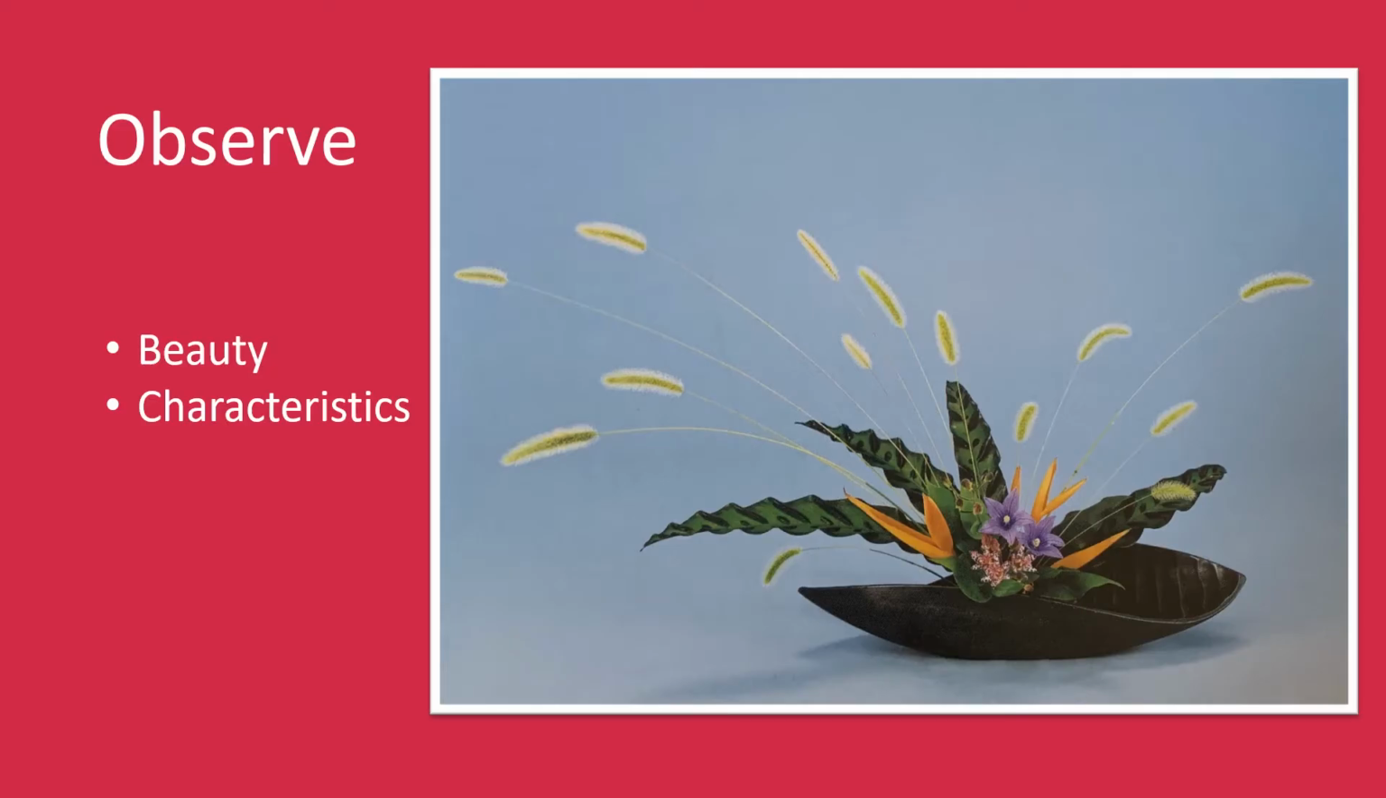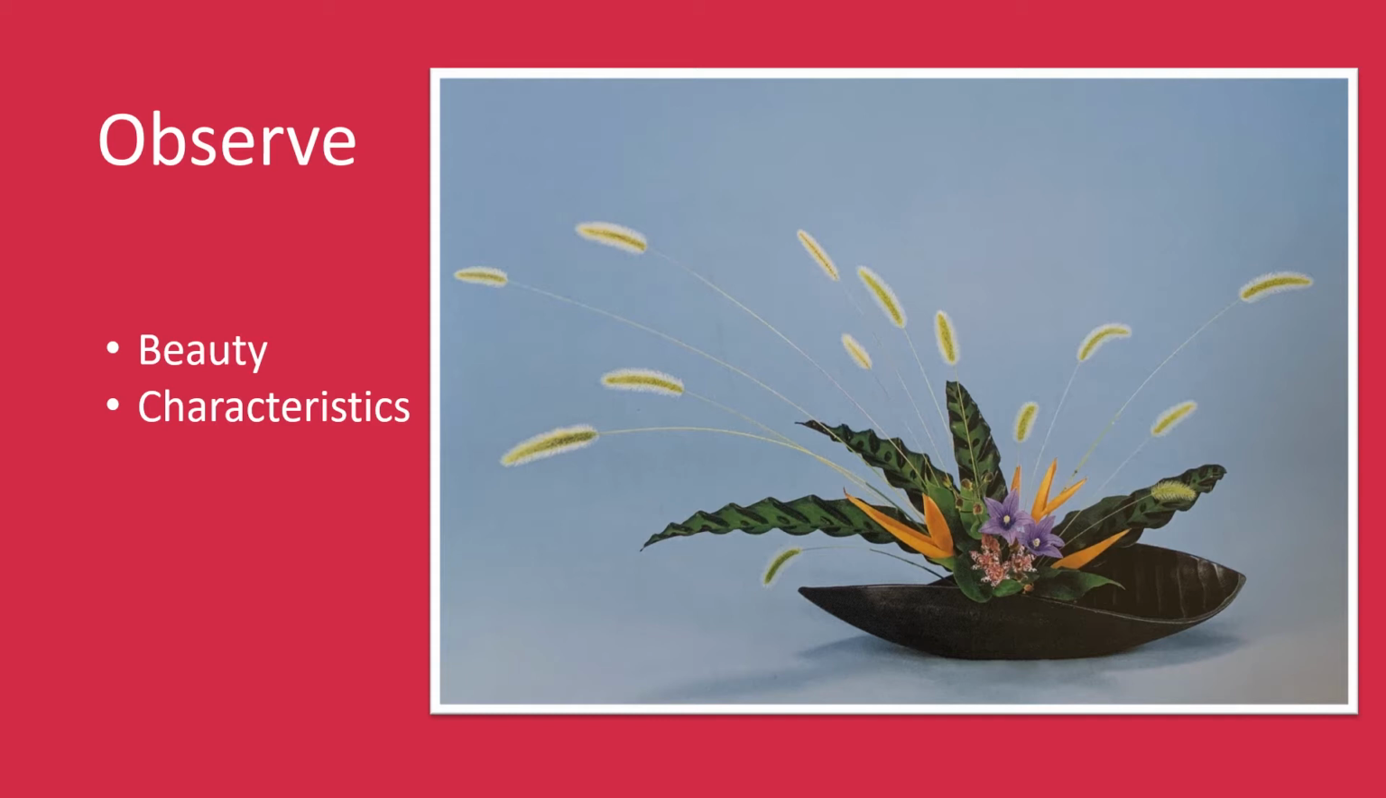In order to make an Ikebana arrangement, you must observe the material at hand. You must look at this flower material and see the beauty in it. See if it speaks to you, if it touches your heart. If so, then you can start arranging.